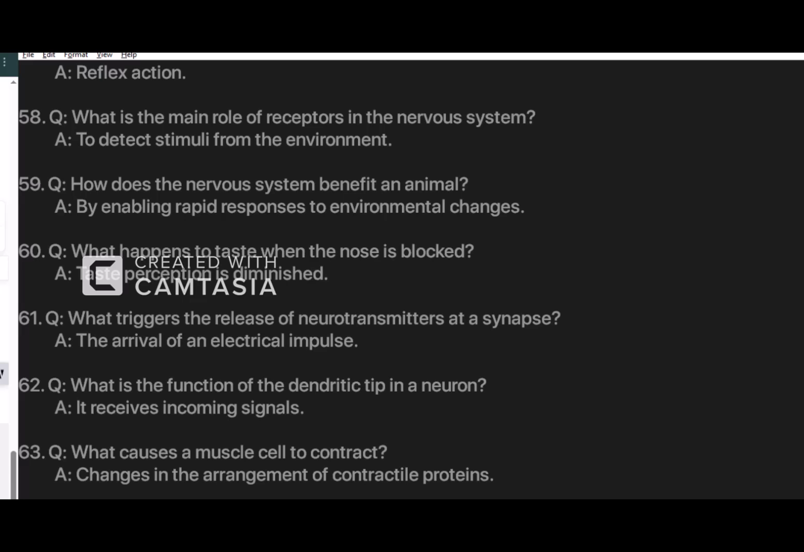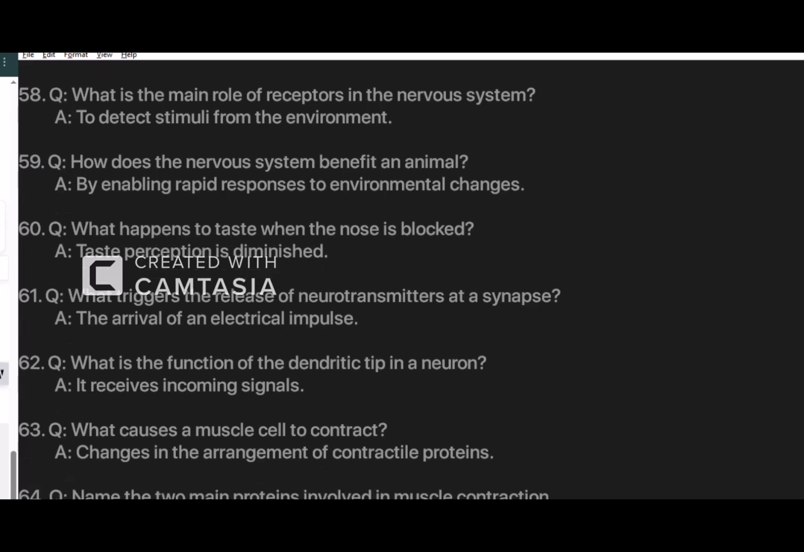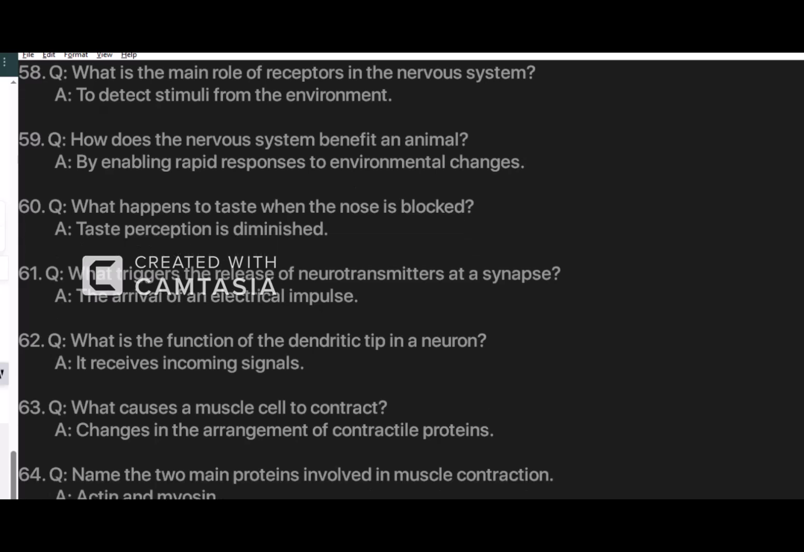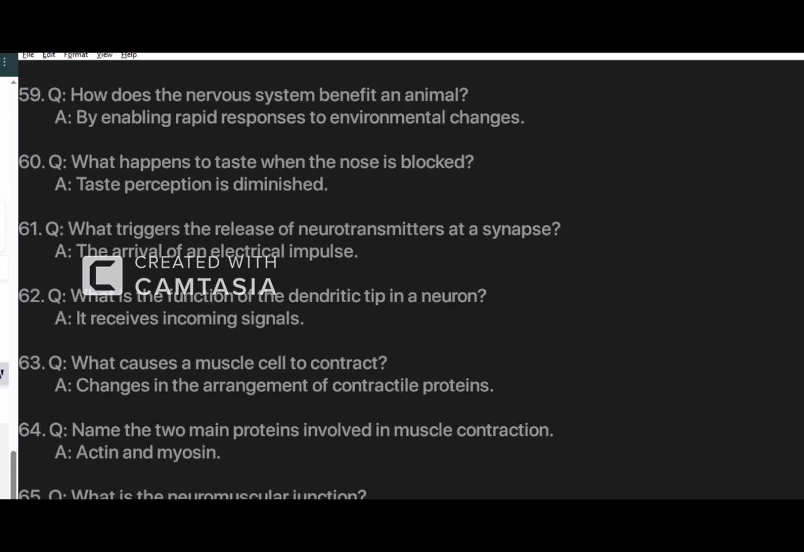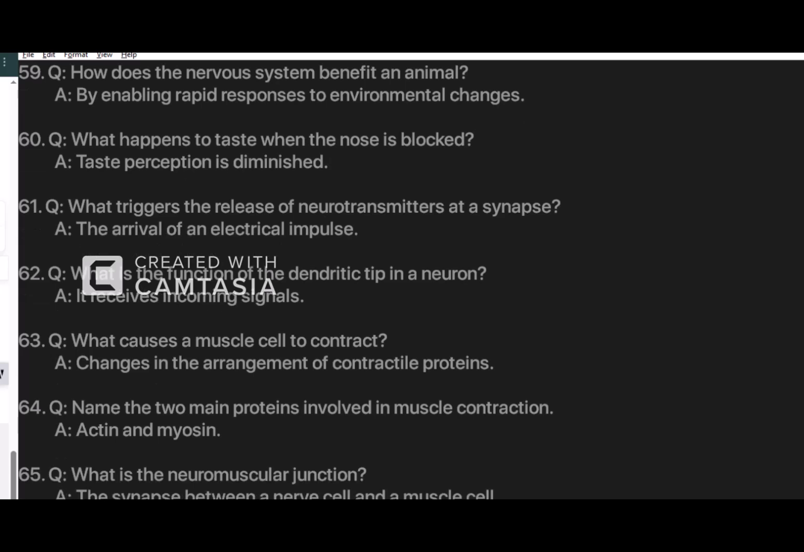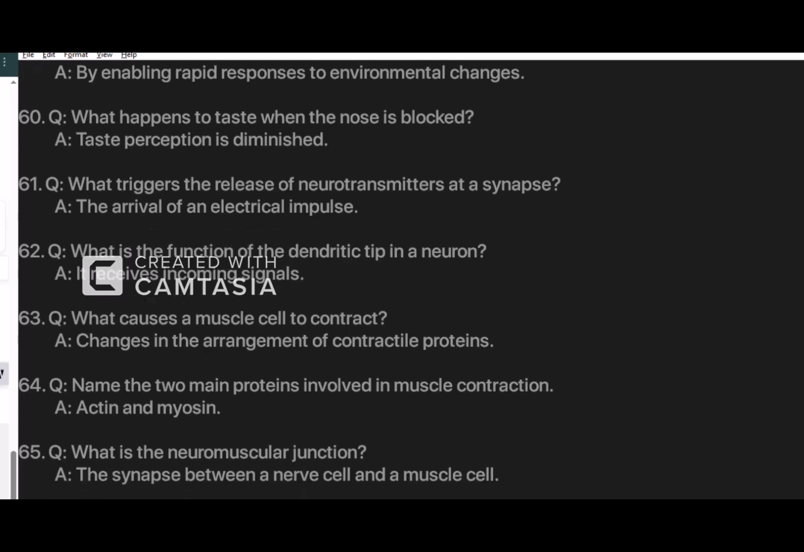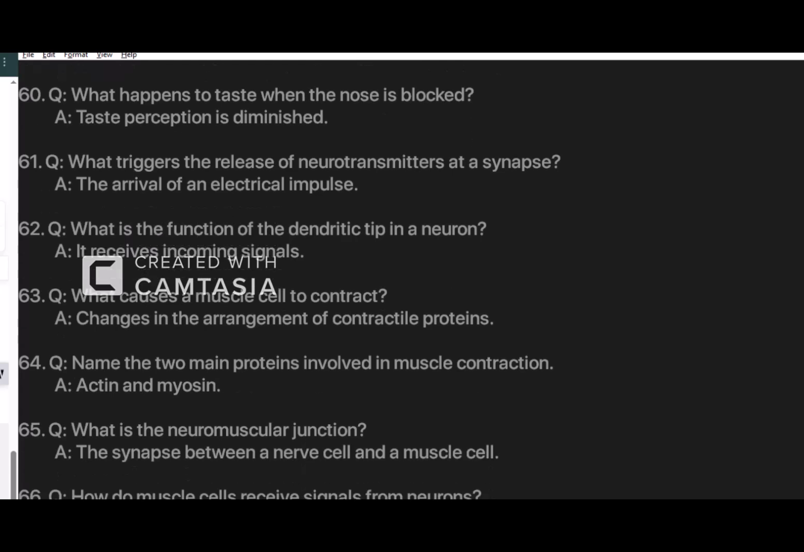64th. Q. Name the two main proteins involved in muscle contraction. A. Actin and myosin. 65. Q. What is the neuromuscular junction? A. The synapse between a nerve cell and a muscle cell.